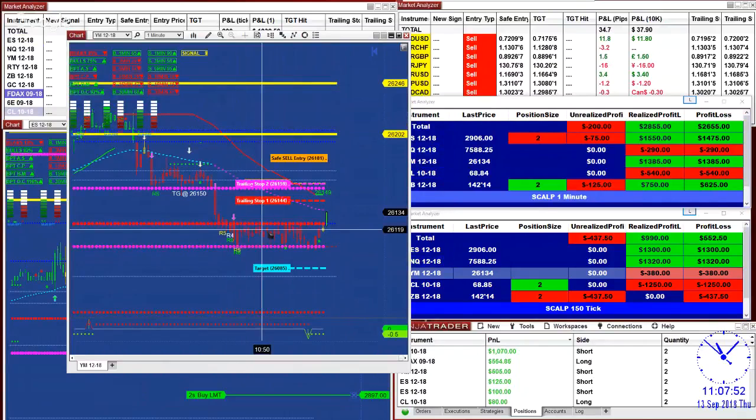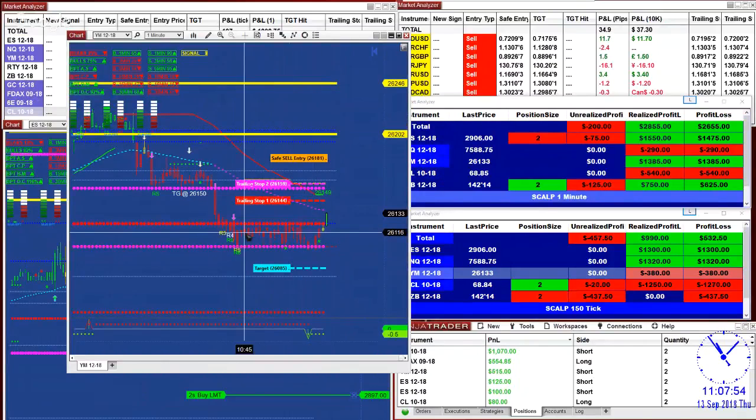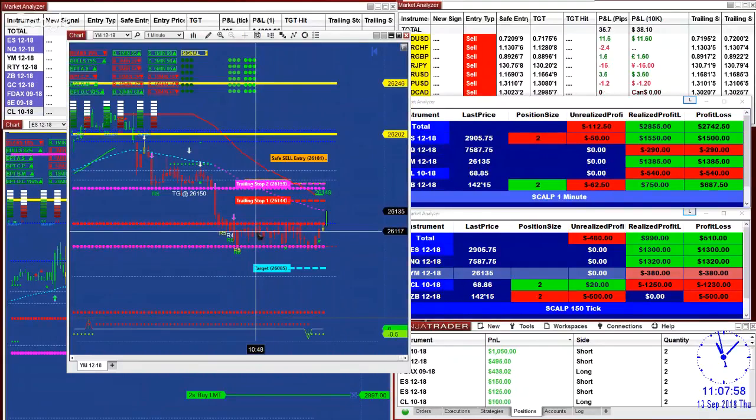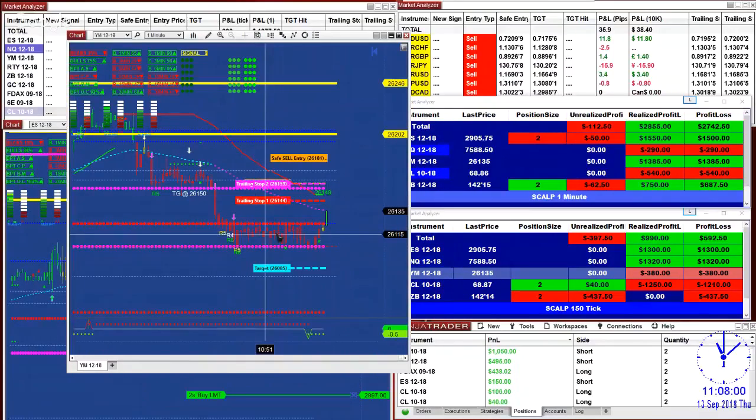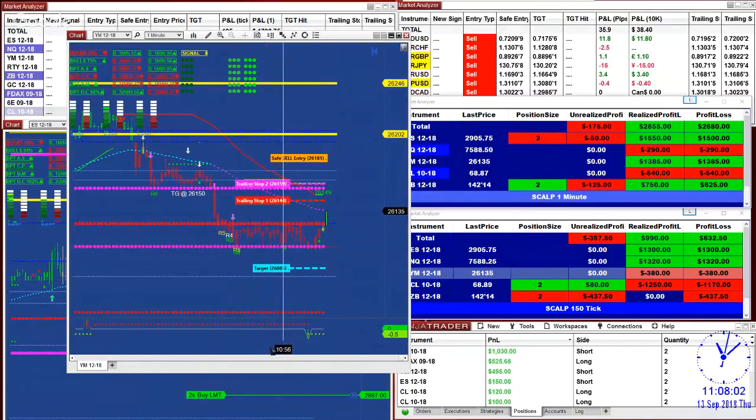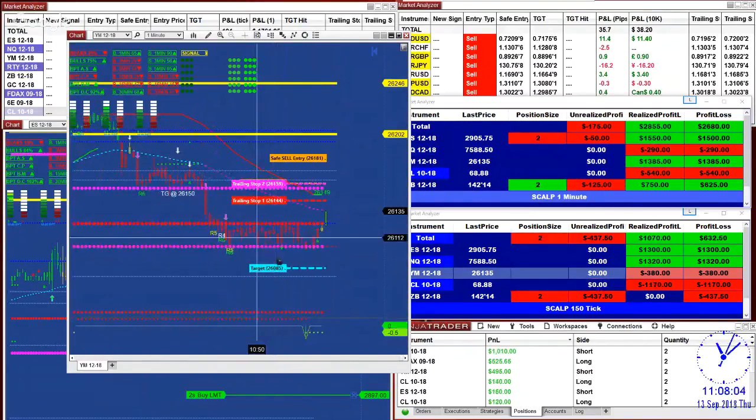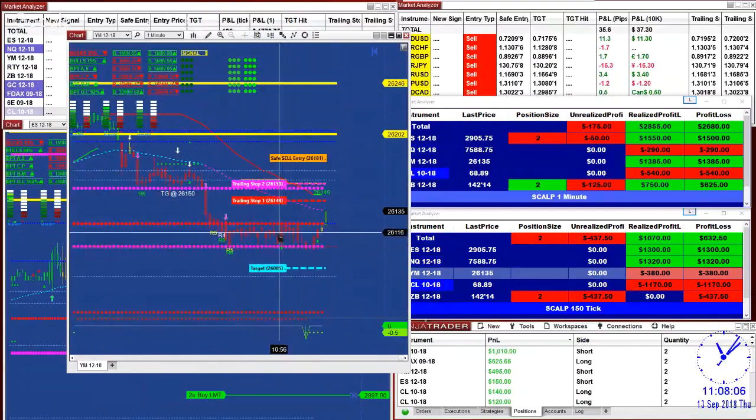So when you see this market getting stuck, do not auto trade. Do not do anything. Go have a coffee. Piss off your wife, piss off your children. Do something, wash your car. But don't go head to head with the market.